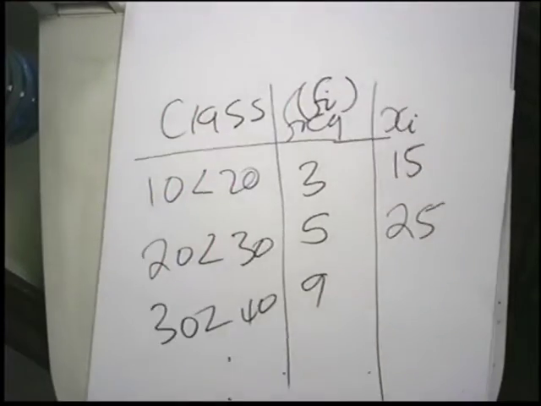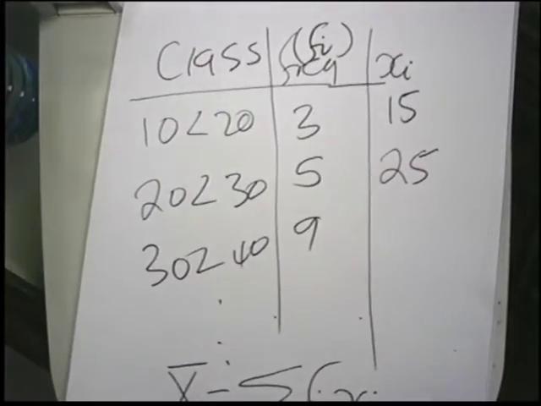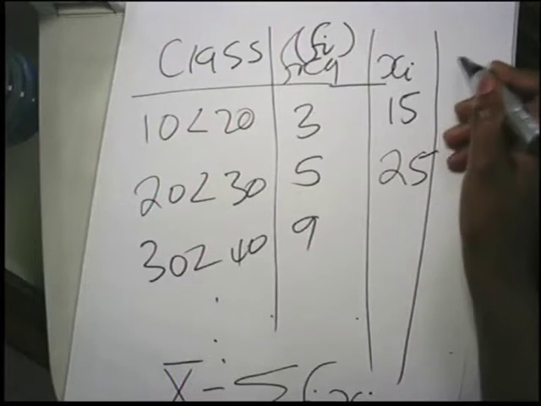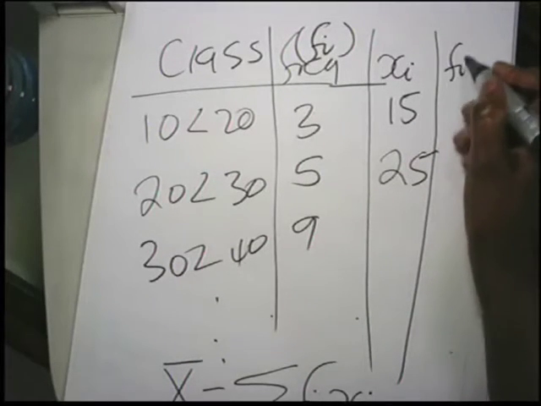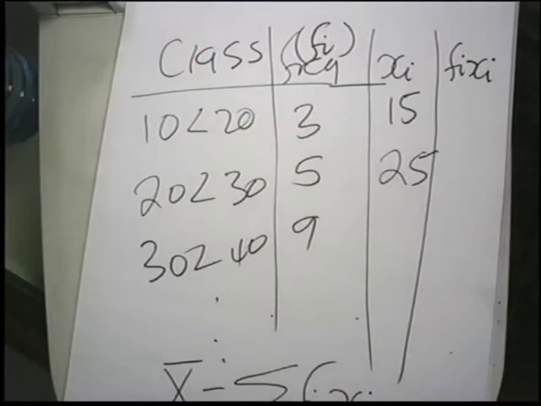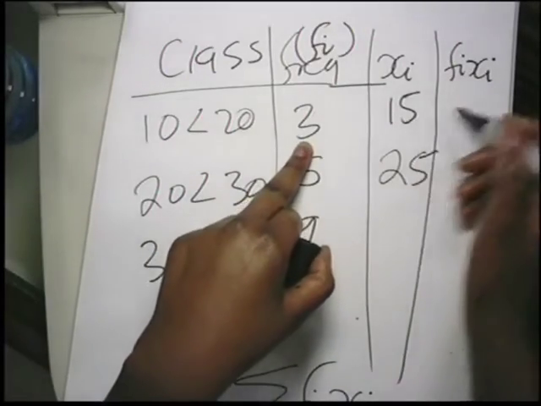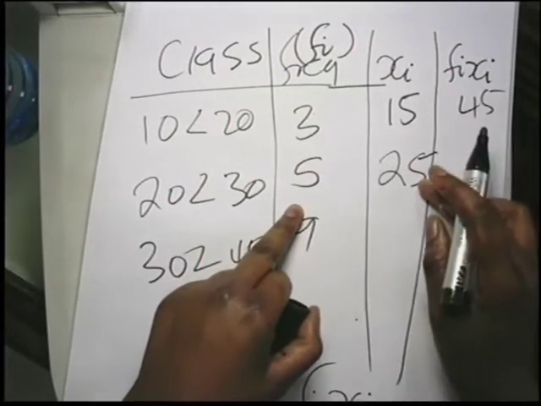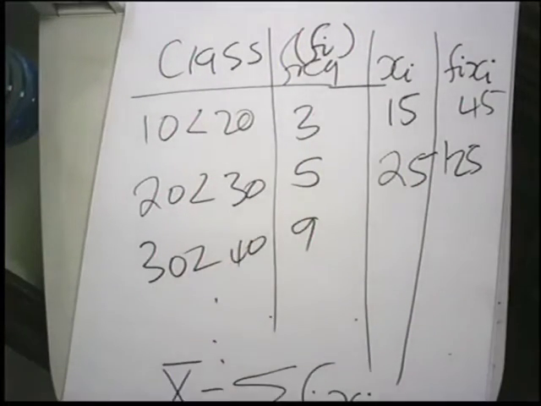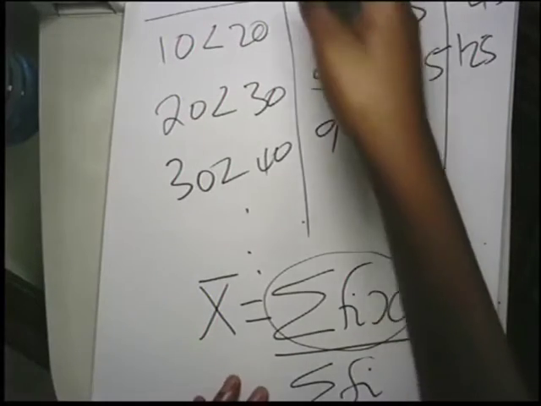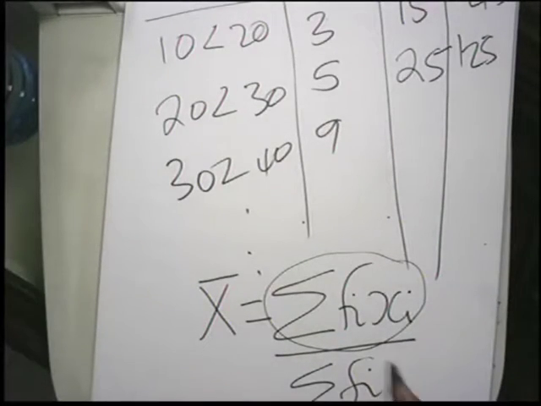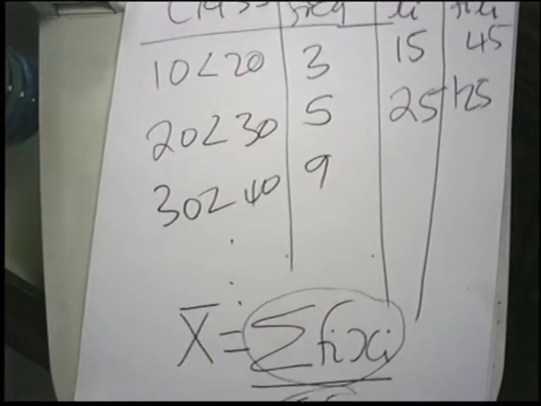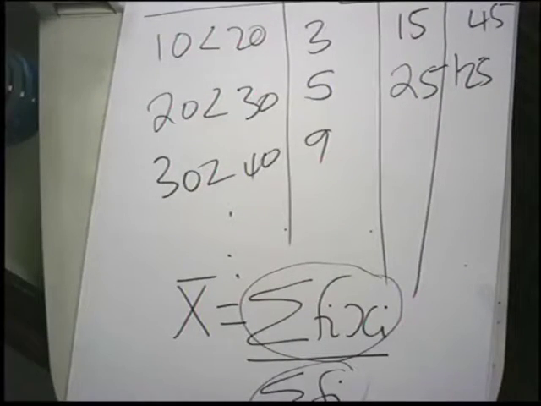The frequency is what we call fi. Now, when you are calculating the mean, we want you to add another column, multiplying the frequency with the midpoints. You multiply 3 by 15, you get 45, 5 by 25, you get 125, and you work through to the end. For you to find the mean, you have to sum up everything in that column, and you put the answer there, divide them together, and that will be your mean.